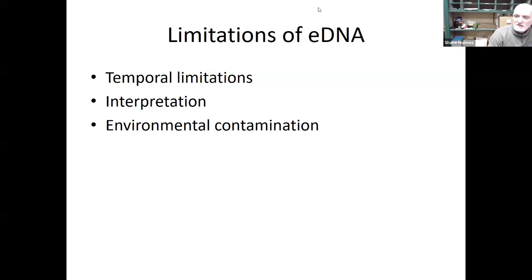Also, the risk of cross-contamination can lead to false positives. This occurs when DNA from an organism is inadvertently introduced into a sample from external sources, such as equipment, researchers, or even a nearby environment. Even tiny amounts of contaminated DNA can skew results, falsely indicating the presence of species that weren't actually there.